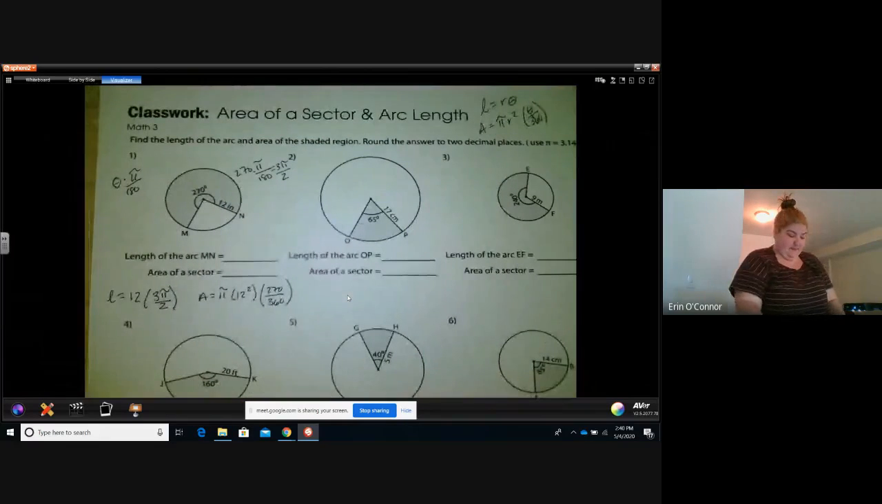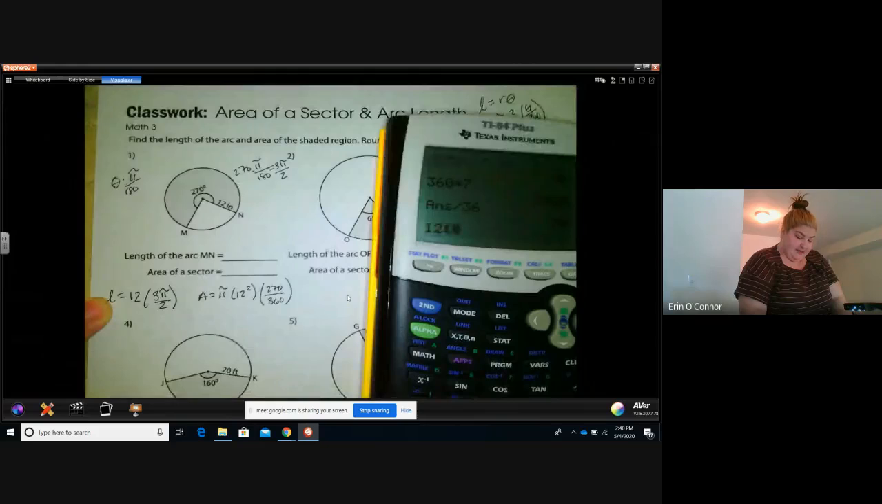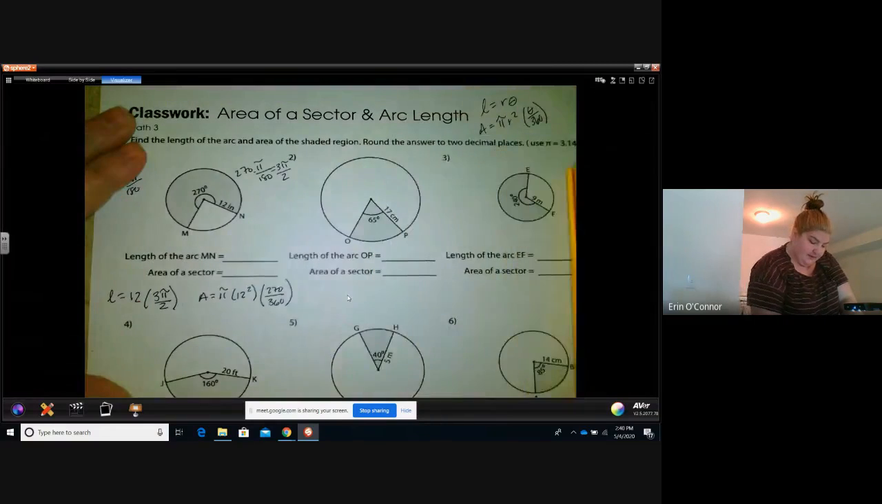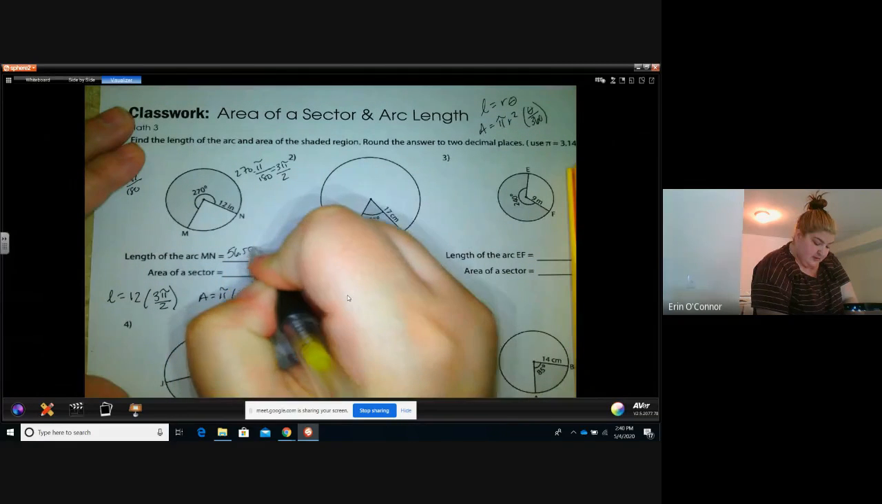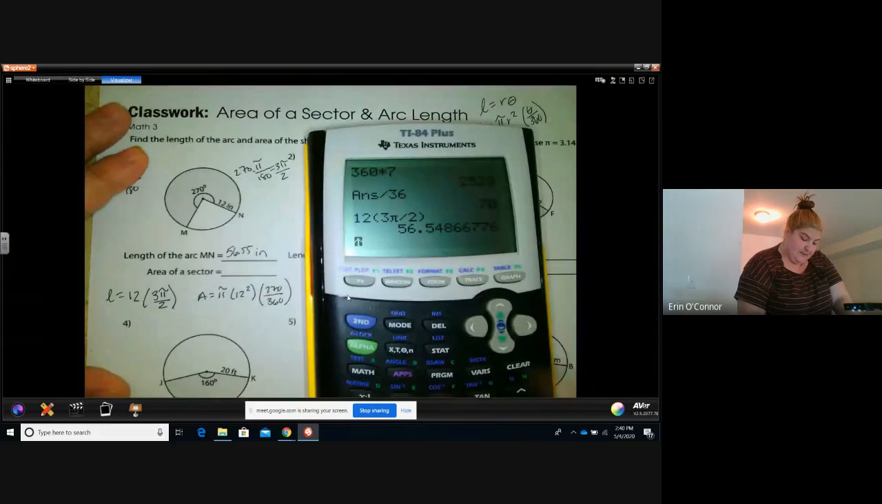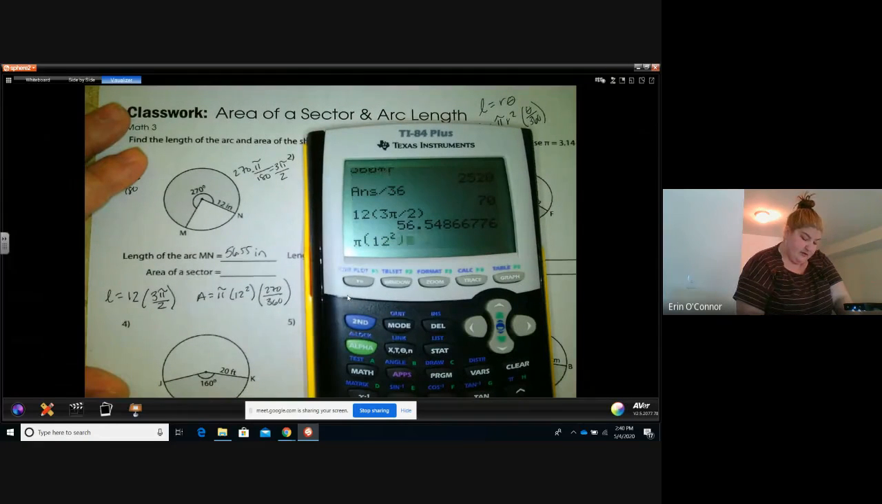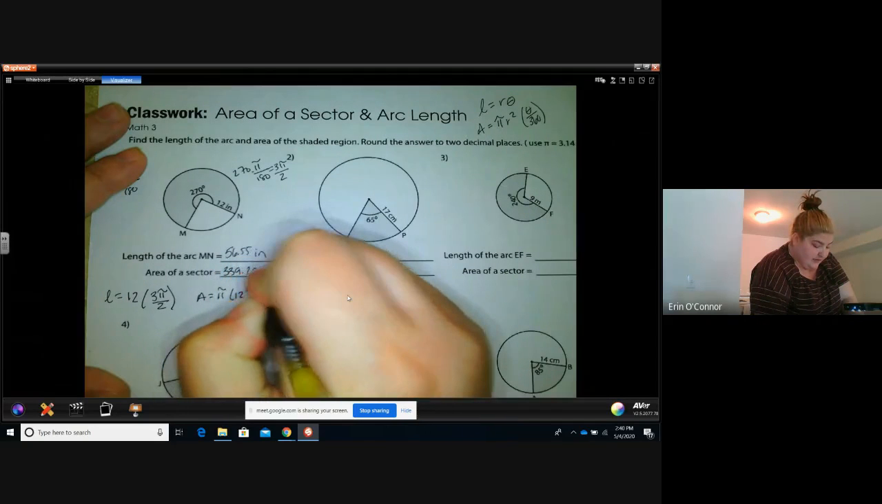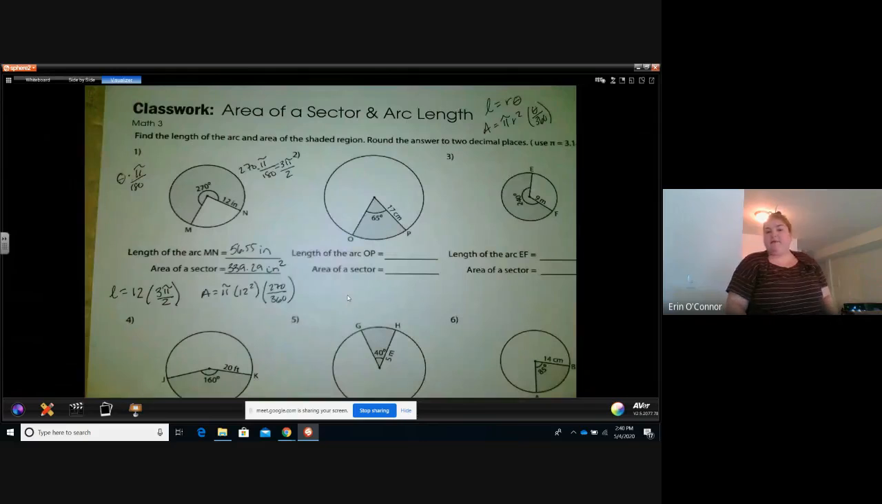So let's put these in. We have 12 parentheses 3 pi divided by 2. So my length is 56.55 inches. And for my next one, it's pi 12 squared times 270 divided by 360. If you put 3/4 in there, that's fine too. It's 339.29 inches squared. And that's what we're doing for this. We're just going to plug and chug. It really helps to have these memorized, just to help you guys out.